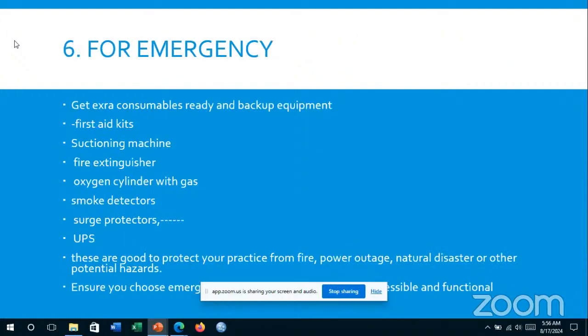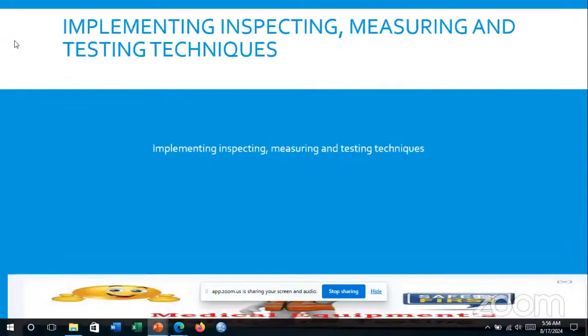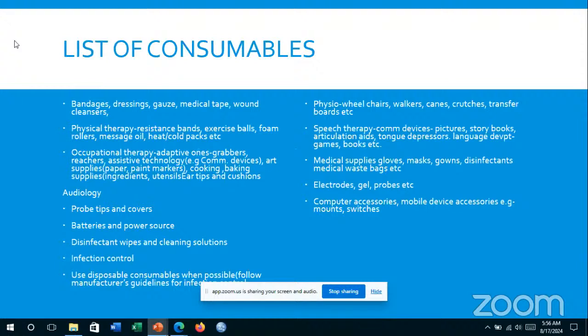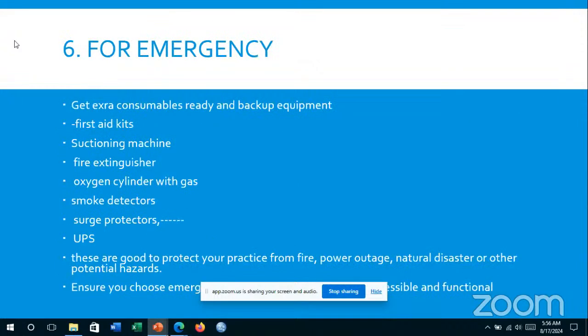For emergency, there are certain things that should be among what we have in our clinic when we are setting up, things like a functioning machine, system responsiveness, and it involves an effective procedure. Functioning machine should be available. Fire extinguisher, oxygen cylinder with gas. Always make sure that your cylinder has gas. You can never tell what can happen.